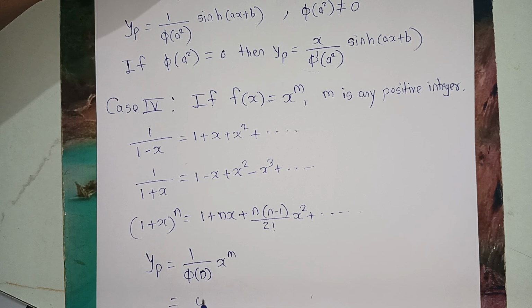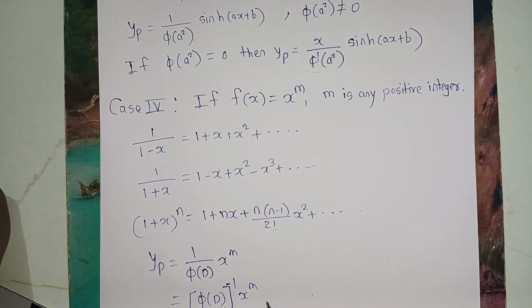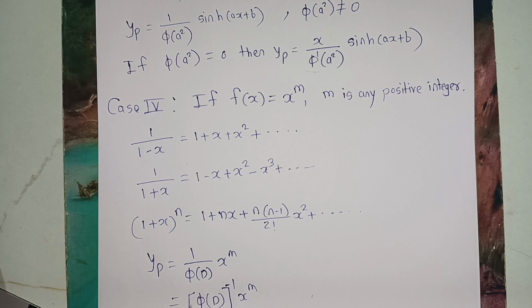So you have to convert this 1 upon phi of d as phi of d raised to minus 1, operating on x raised to m. Depending upon the problem, you will have an expansion for this phi of d raised to minus 1. It depends on which phi of d you have. So we will consider one example.